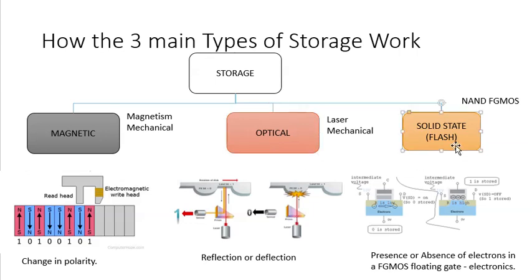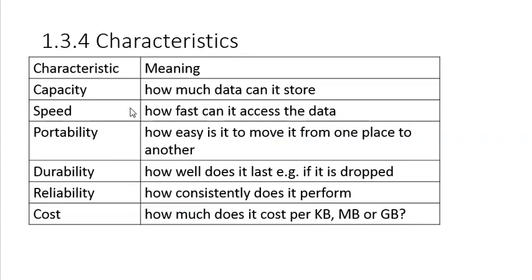In the case of solid state drives, the technology used is something known as an FGMOS, a floating gate metal oxide semiconductor. We'll look at this a little bit more closely in a subsequent slide. How it effectively works is that electrons are either trapped or not trapped in the FG gate, in the floating gate. There are several characteristics that you need to understand the meaning of when talking about secondary storage.